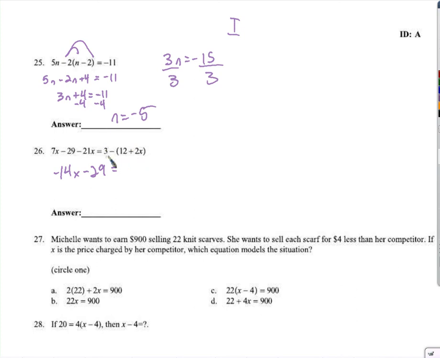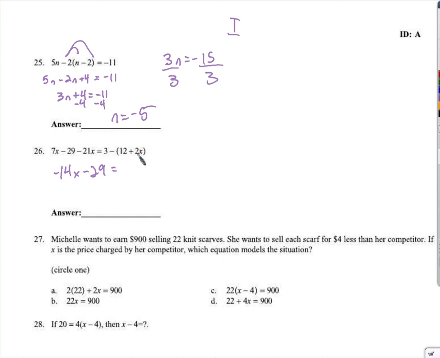No. Just read it to yourself. What does it say? Three minus. Did you say times? No. You did not say times. Three times the parentheses. No. Three minus the parentheses. So three is not multiplied by the parentheses. So we don't distribute it. Right? It's three minus 12 plus 2x.